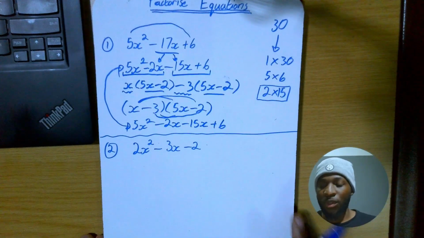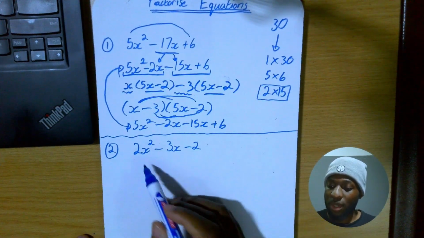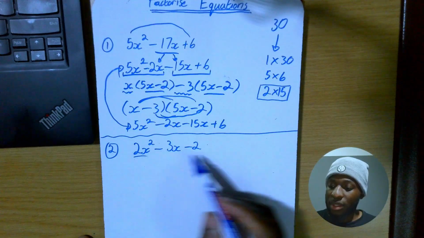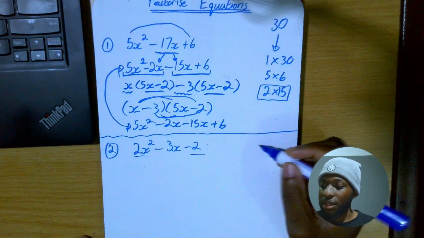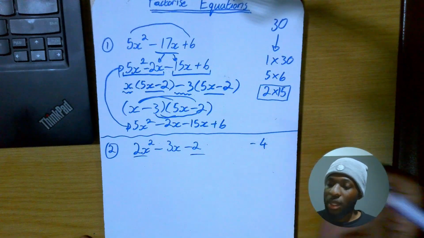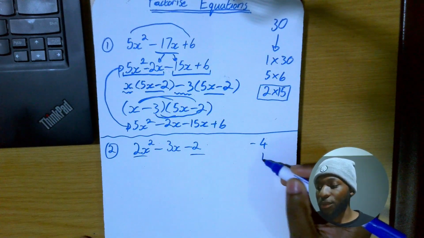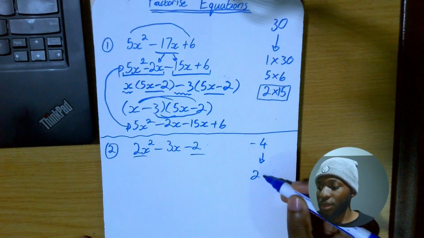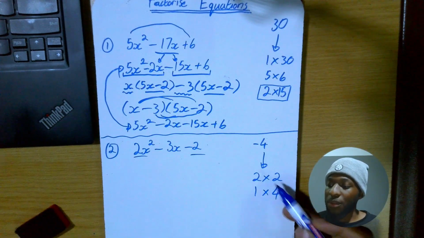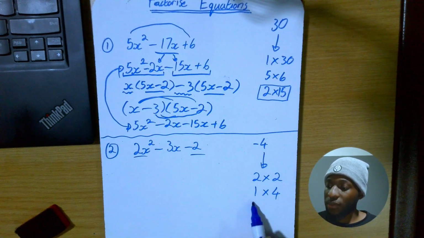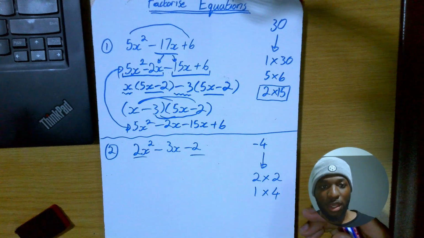So we need to factor this equation. The first step is to multiply this and that. So 2 times negative 2 gives us negative 4. Now we simply list out the factors of 4, which are 2 and 2, and 1 times 4. Now as you can see, we have a negative 4, so one of these numbers needs to be negative. We'll get to that.